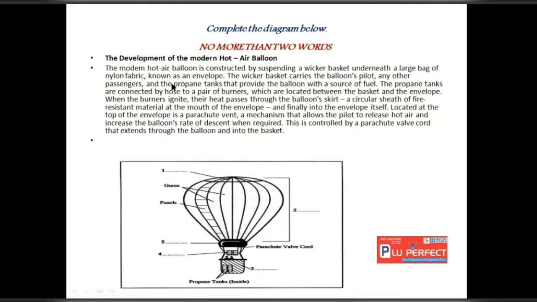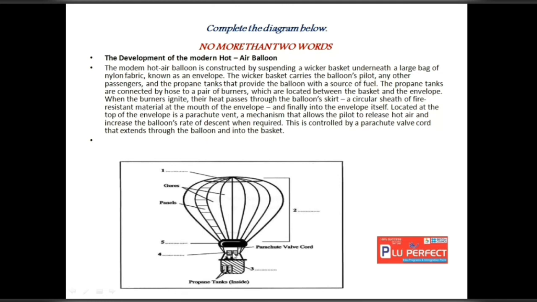The propane tanks are connected by hose to a pair of burners. So means this particular tank is connected to a pair of burners. So as I had mentioned before, the fourth answer will be in plural. So yes, the fourth answer is burners. Burners. Okay. Now, which are located? So the burners are located between the basket, that is this, and the envelope, that is this.